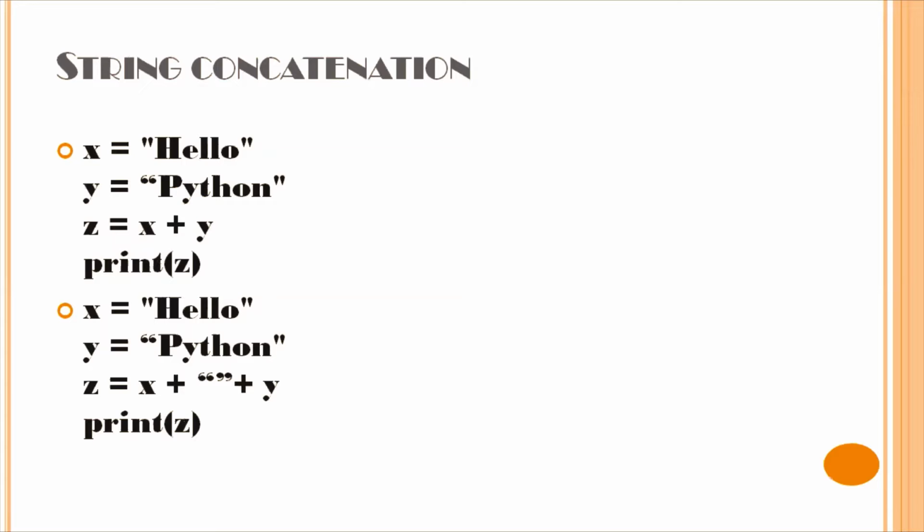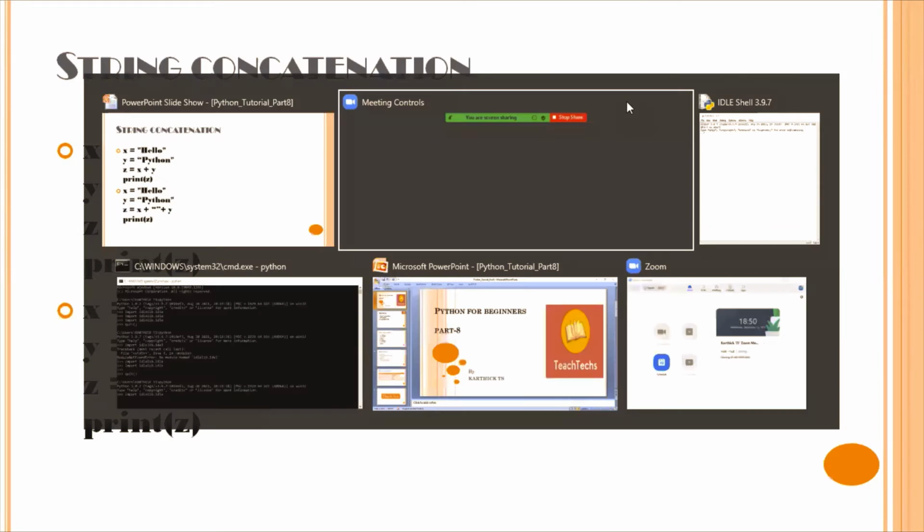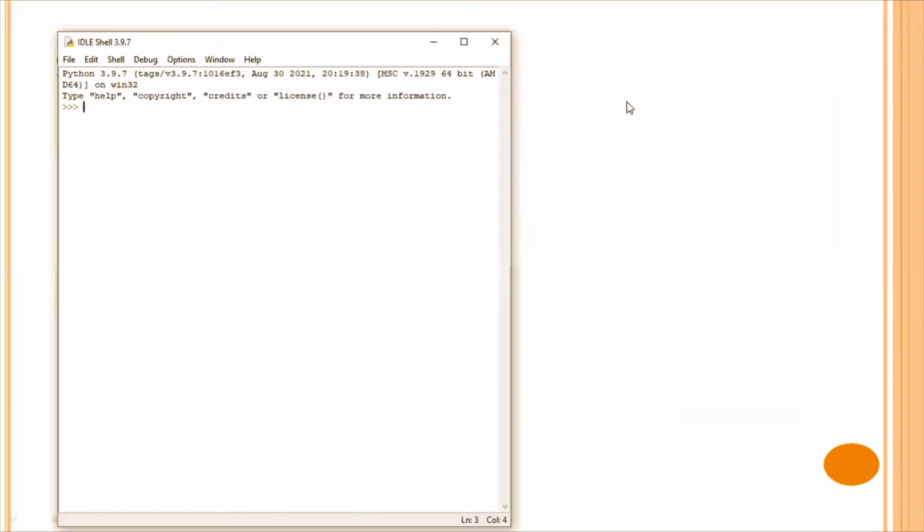The Python programming language supports combining two or more strings using a plus operator. The plus operator in Python is used not only for adding numbers, it also allows us to add two different strings. So let us execute and see the example.